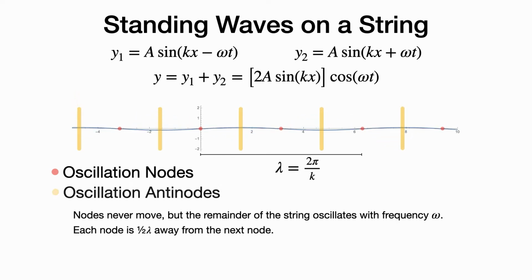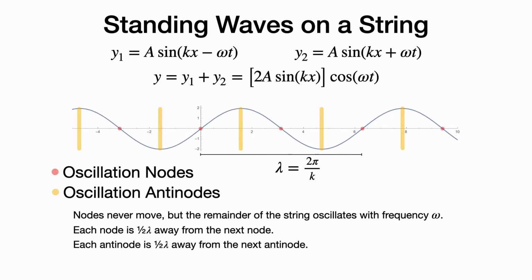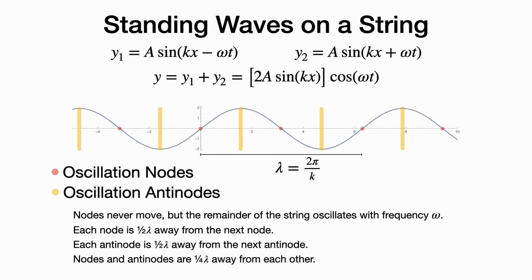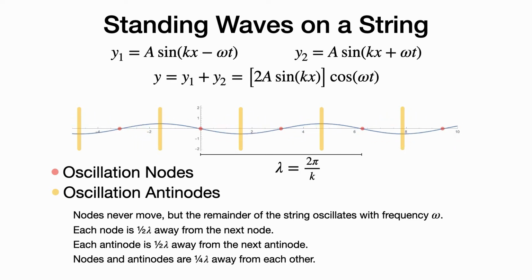Halfway between each pair of nodes is an oscillation antinode where the standing wave has its greatest amplitude. Each pair of antinodes is also separated by a distance of 1/2 the wavelength of the standing wave, and nodes and antinodes are separated by 1/4 of the wavelength of the standing wave.